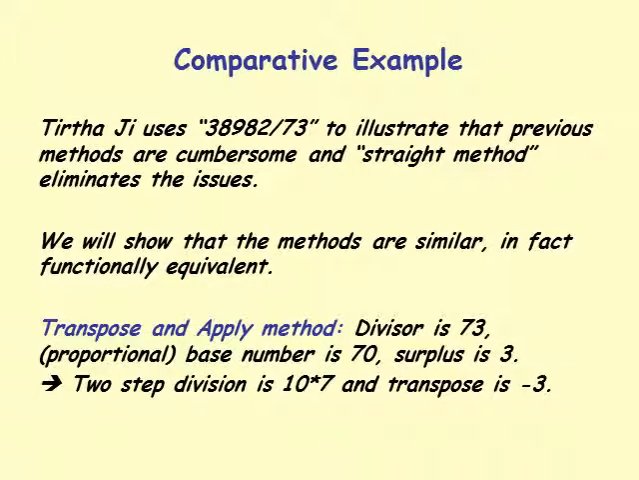Let's continue here. Transpose and apply method, we will use it. The divisor is 73, which is proportional base number 70, surplus 3. A two-step division is 10 times 7, and the transpose is minus 3. So we will first divide by 10, then by 7, and we will adjust for the transpose, which is minus 3, when there is a non-zero quotient digit.